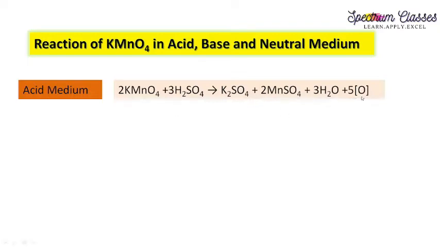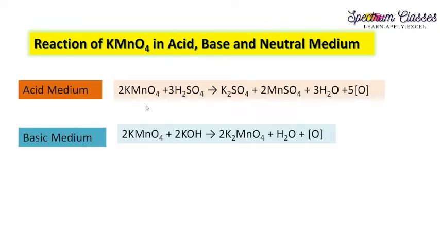This nascent oxygen behaves like an oxidizing agent for another reactant, like we saw in the titration of oxalic acid versus KMnO4. This nascent oxygen oxidizes oxalic acid, right? So this is how KMnO4 behaves as a strong oxidizing agent.